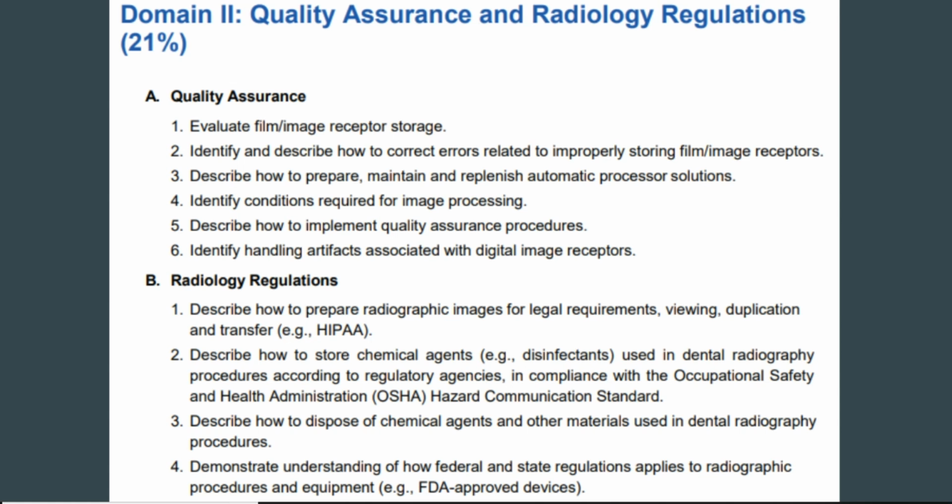How does HIPAA affect how we do these things? 2 is describing how to store chemical agents. How do we stay in compliance with the Occupational Safety and Health Administration, or OSHA? How do we dispose of chemicals and other materials? And how do you understand federal and state regulations that apply to procedures and equipment?